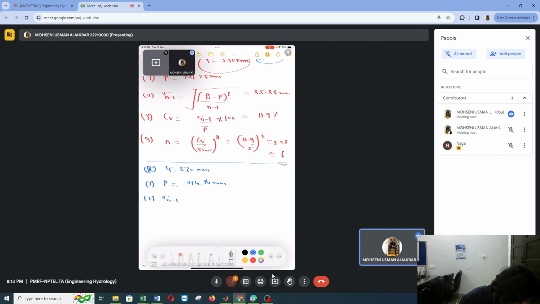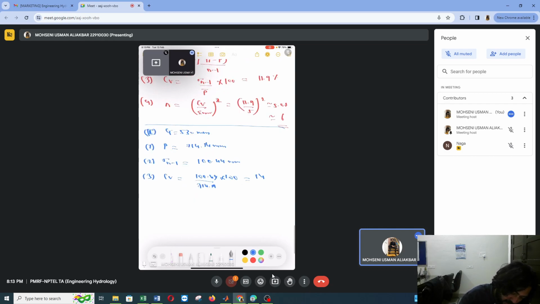Second, we are going to calculate the standard deviation. Since the precipitation value has decreased, the standard deviation value will increase. So we are getting the value as 100.44 mm. The next term is to calculate CV. So CV would be 100.44 divided by 714.14, into 100. So the value of CV is 14 here, 14%.